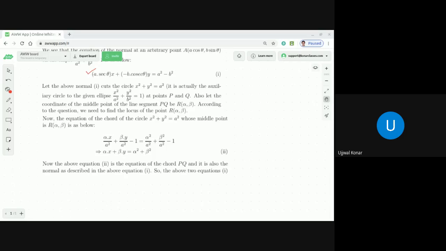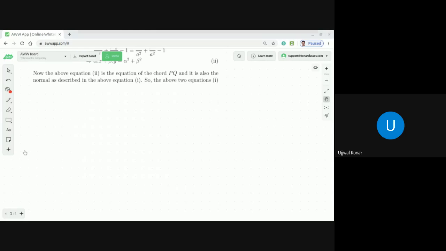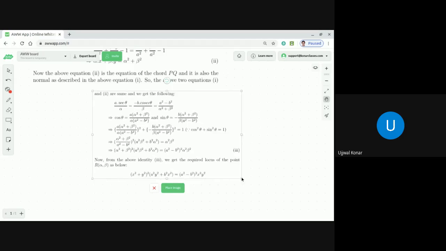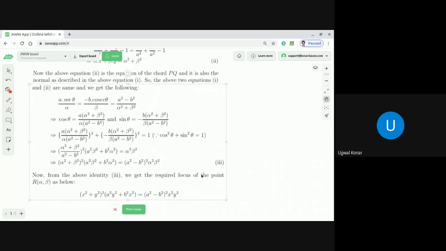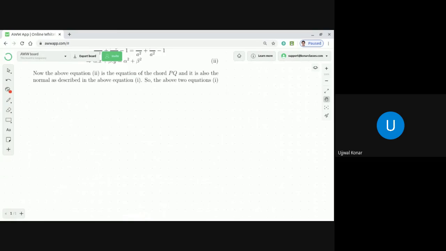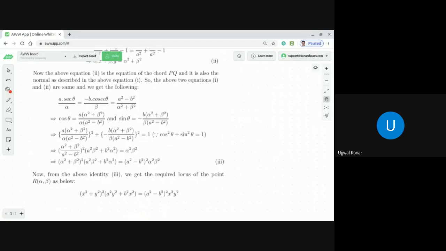So now, as both the equations are the same, what can we do? We can perform simplification, and here it is. Let me share the solution with you, then we will discuss. As you see, dear students, as equation 1 and 2 are the same, we can write that a sec theta by alpha is equal to minus b cosec theta by beta is equal to a square minus b square by alpha square plus beta square. Correct? And then we proceed further.